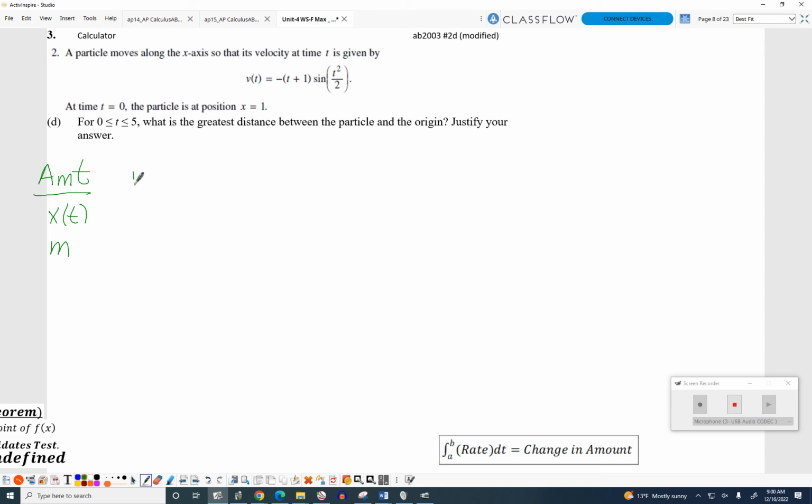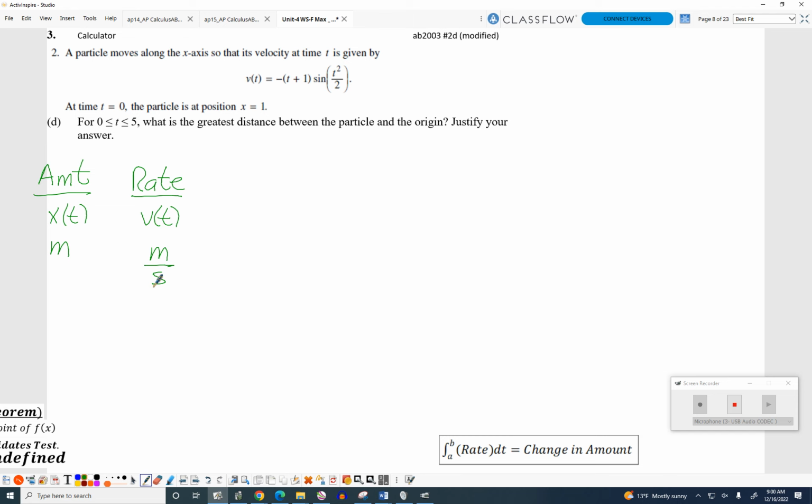The rate is velocity, v of t, perhaps in meters per second. Questions? Cool.